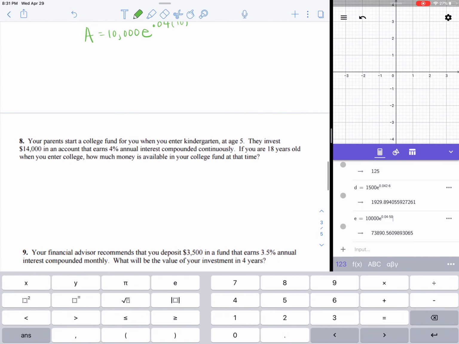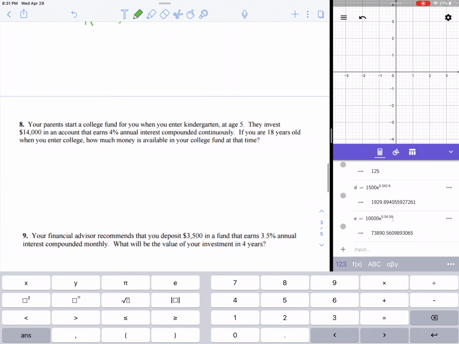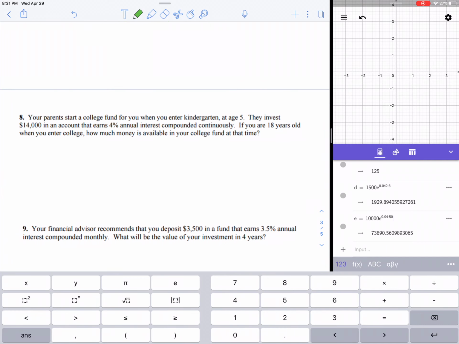Okay, number 8. Your parents start a college fund for you when you enter kindergarten at age 5. They invest $14,000, so that's your principal. It earns a 4% annual interest, that's your rate, compounded continuously. That tells you which formula you're using. If you are 18 years old when you enter college, how much money is available in your college fund at this time? Well, if you're 18 years old and they invested the money when you were 5 years old, how much time goes by? That tells you that the time would be 13 years.